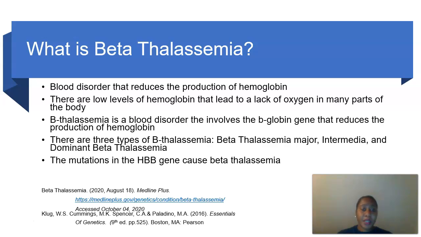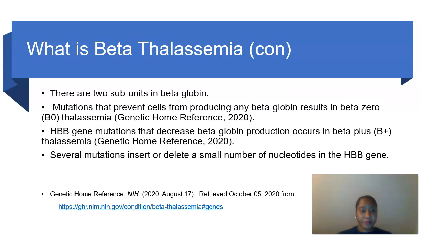So there are three types of beta thalassemia. We have beta thalassemia major, intermedia, and the dominant beta thalassemia. The mutations in the HBB gene are the main cause of this type of disorder.